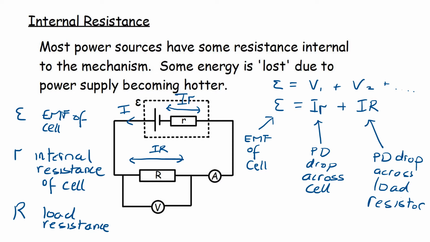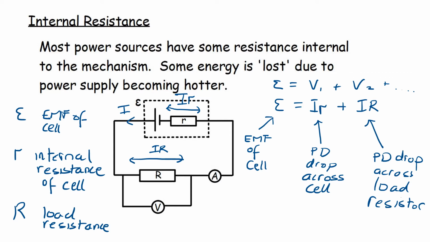So the EMF of the cell is the total energy that can be supplied. If there's some energy lost inside the cell, then to find out the energy that's available to the circuit, we'd need to subtract that from the EMF. And so what we get is an equation which shows us the EMF, the total energy per unit charge available, is equal to the potential difference drop across the cell plus the potential difference drop across the load resistor.